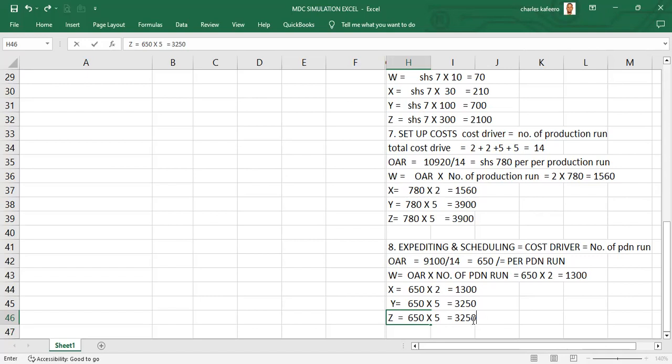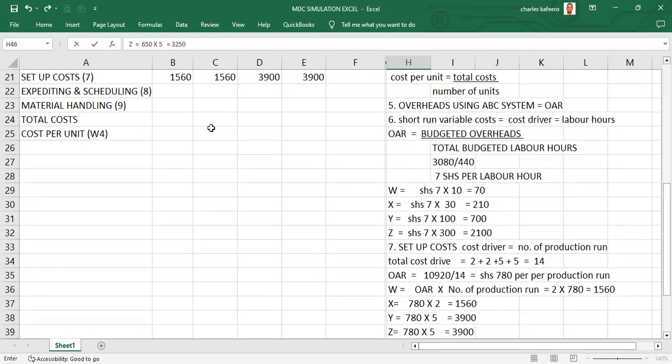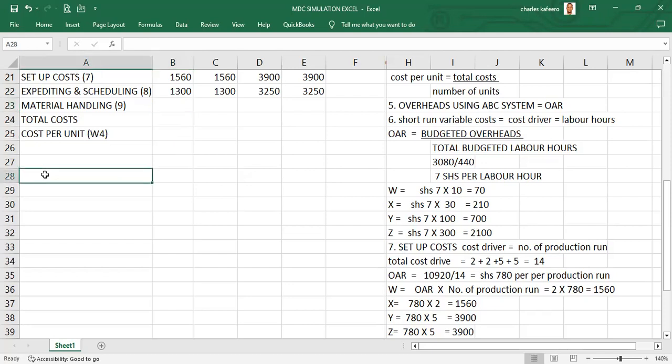So it is these figures that we are going to be carrying to our cost sheet for expediting and scheduling, which is 1,300. Even this one is 1,300. This one is 3250, and this one is 3250. We do the same for 9, and we finalize. Maybe we can do the number 9 from here, so that we minimize the space.